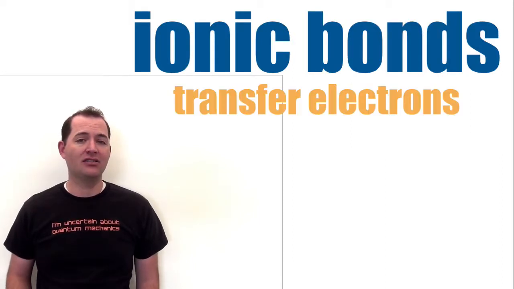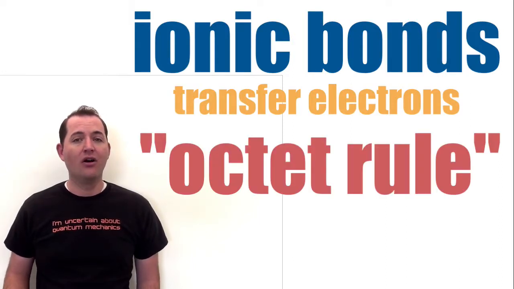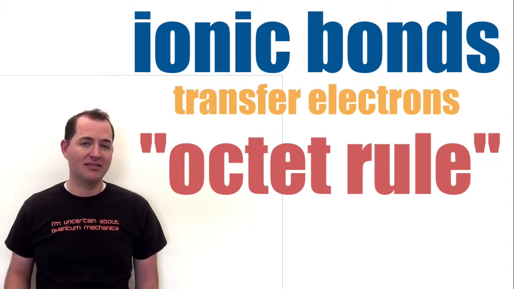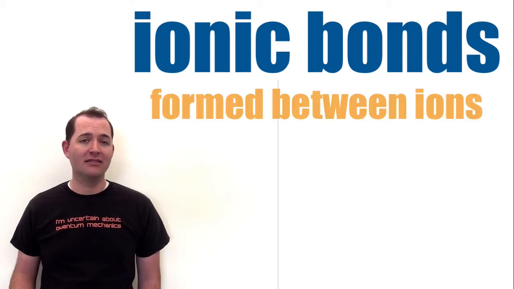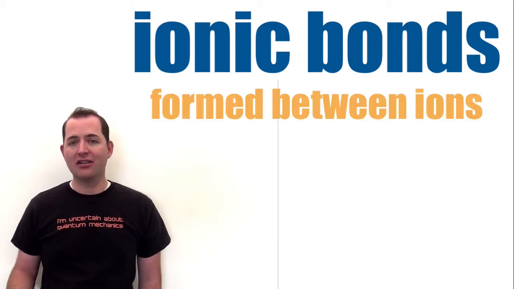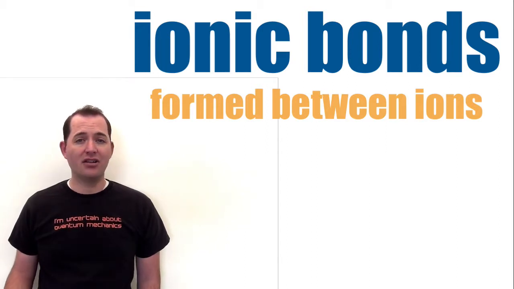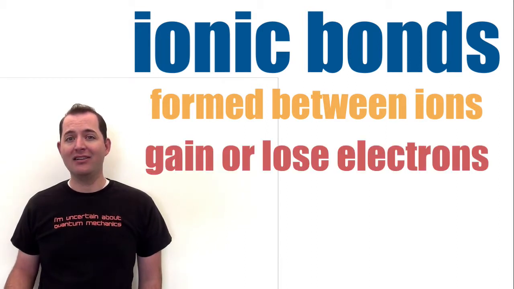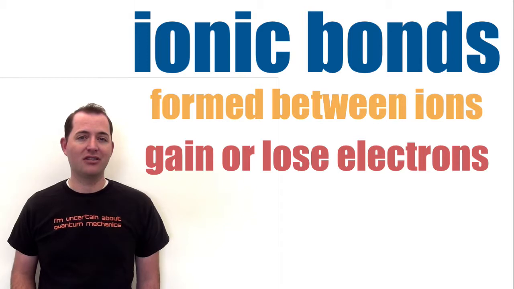Ionic bonds are formed when elements transfer electrons to meet the octet rule, or to have 8 valence electrons, similar to noble gases. As the name implies, ionic bonds are formed between ions, or electrically charged atoms. These electrically charged atoms are formed when they either gain or lose electrons.